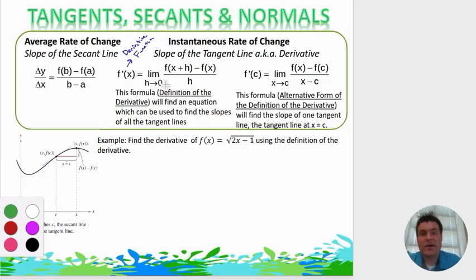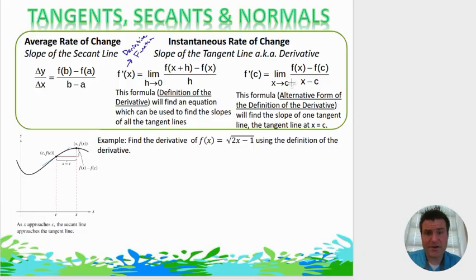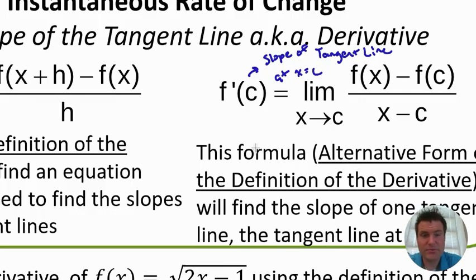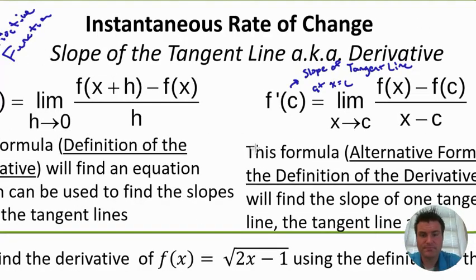Okay. Now we have a super similar formula right here. This is the alternate form of the definition of a derivative. This right here is just the definition of derivative. So our alt form won't give us the derivative function, but it'll give us the derivative at c. So it'll give us the slope of the tangent line at x equals c.